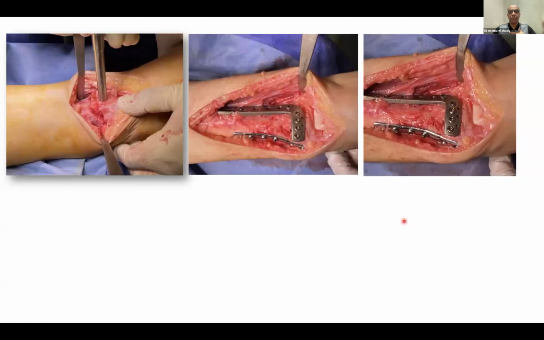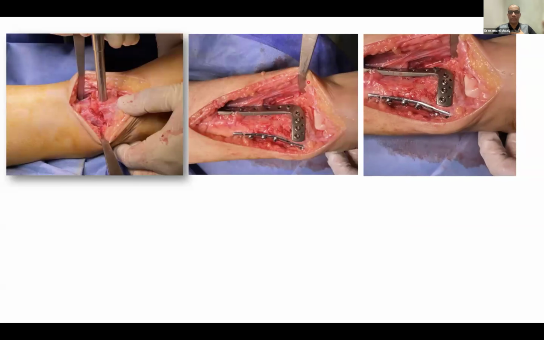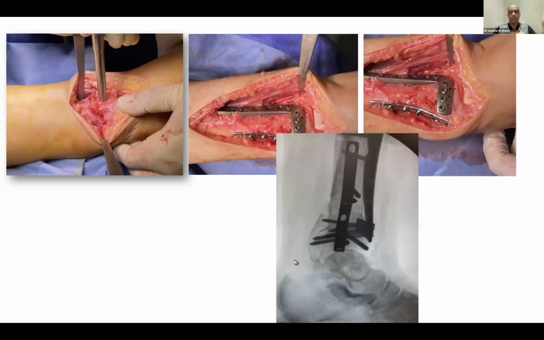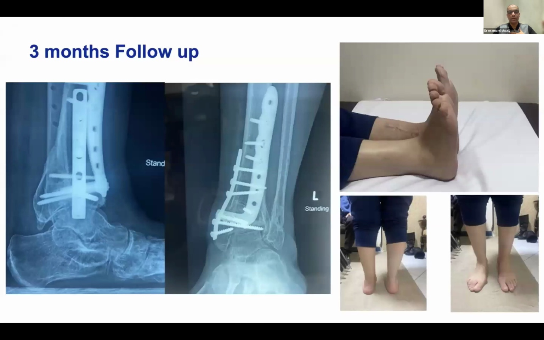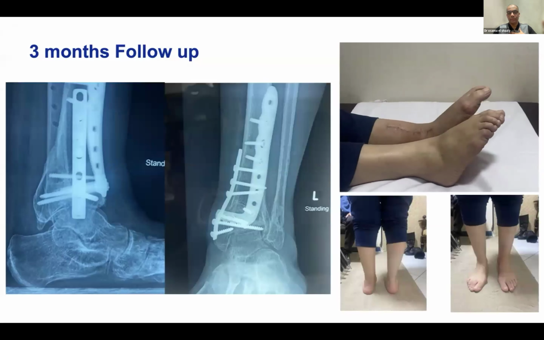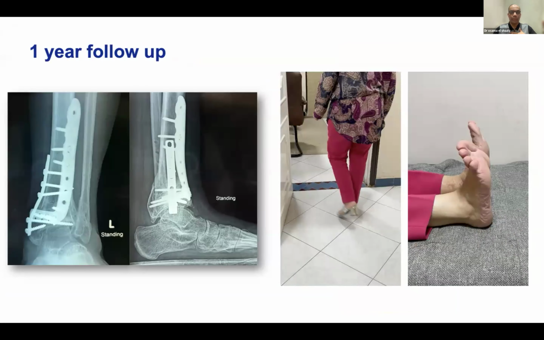And here is using the Venturman distractor. The quality of the joint was nice. I put anterolateral and medial plating this way, and the talus was covered nicely. The articular surface was aligned. And then this is the follow-up of the patient. And here is the range of motion of the patient. It improved compared to preoperative.